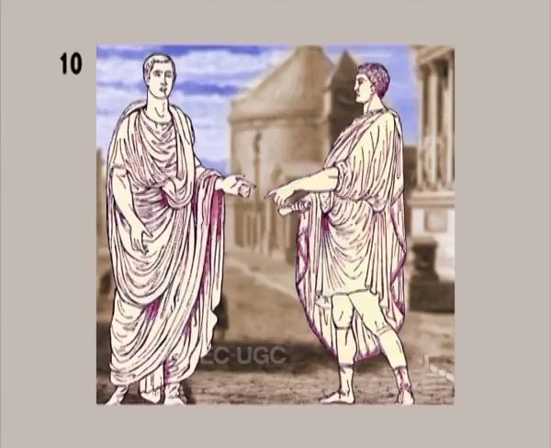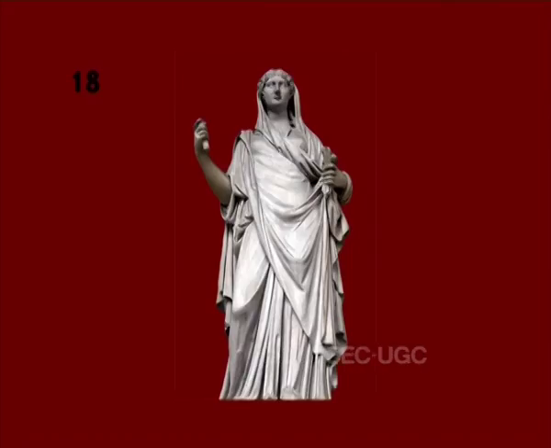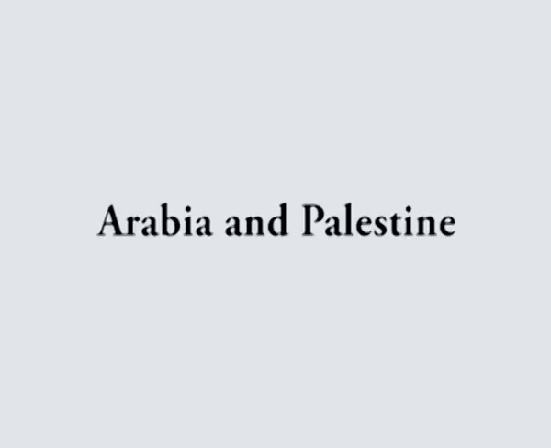Number 10, a toga with short tunic. Toga with long tunic. The toga was the ceremonial garment of Rome. 18. A statue of a Roman girl with tunic and palla, the wrap of Roman women. Now we come to Arabia and Palestine.